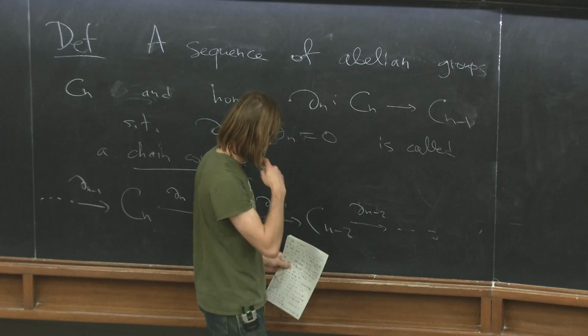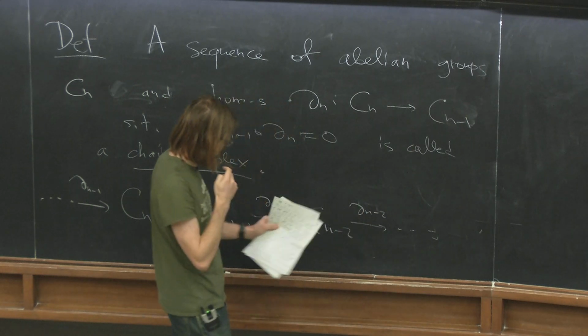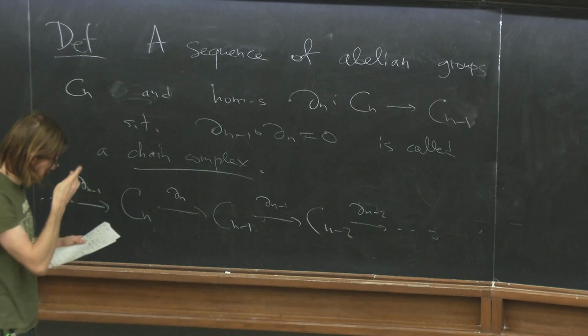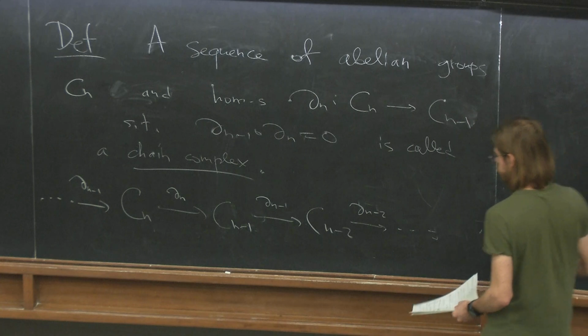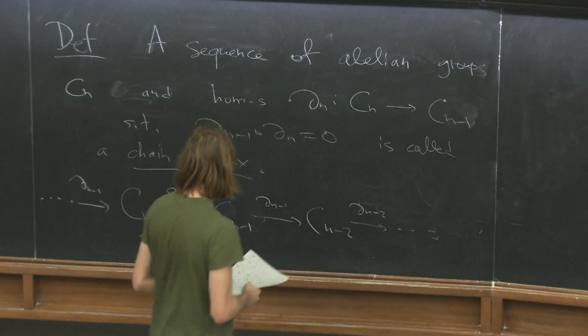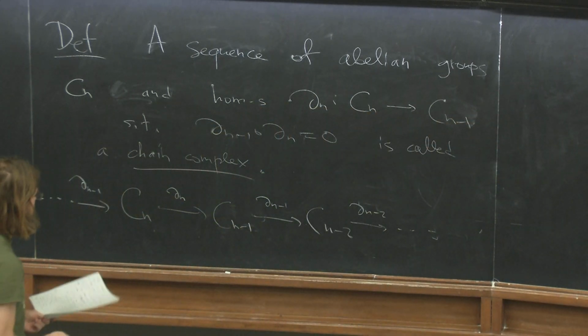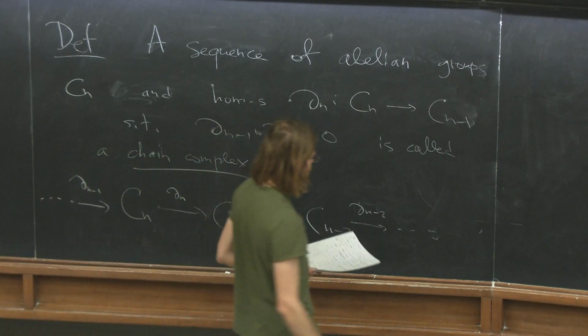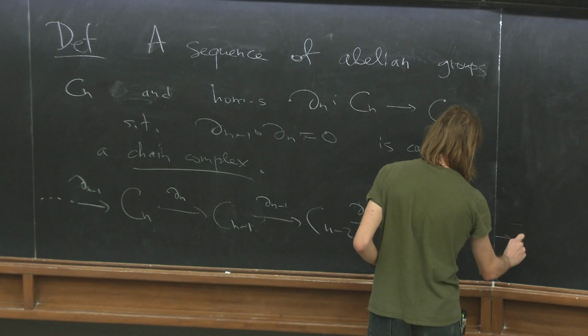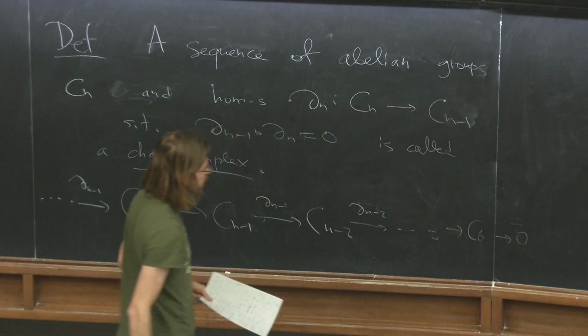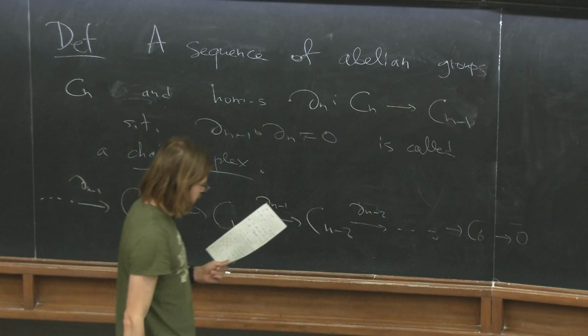at the index 0, but in principle this is not necessary. But in all our cases, we consider that it will terminate at the index 0, and so it will stop at C0, but formally the last map is just 0.